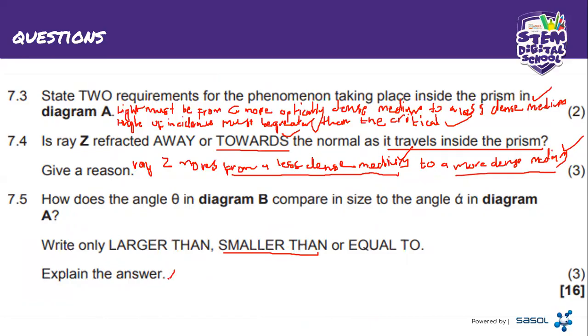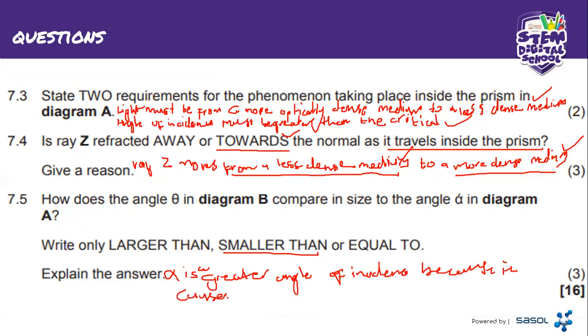This is because alpha is a greater angle of incidence because it causes total internal reflection altogether. So one mark there is for smaller than, and the other 2 marks are for the statement. And that is a total of 16 marks.